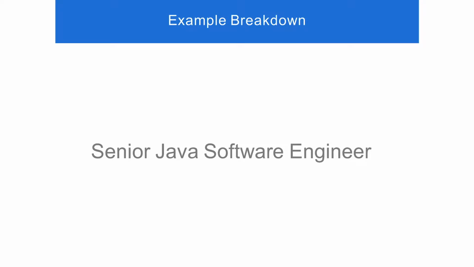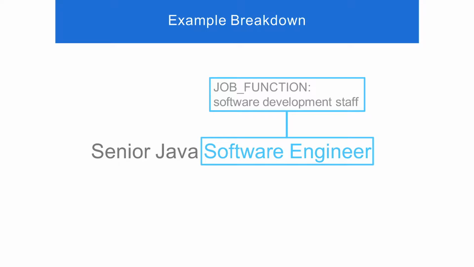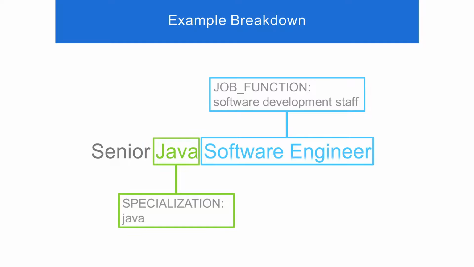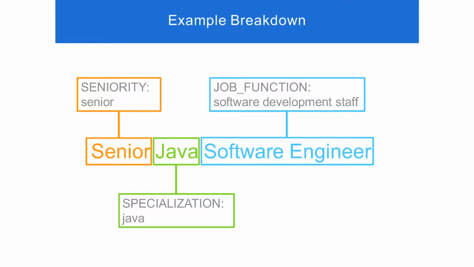So if we take an example job title, say senior Java software engineer, what Clause will do when it sees this is it tries to recognize the meaningful ngrams in here. So software engineer will tell us that you're software development staff. Java will tell us that your specialization is Java. And senior should tell us that your seniority is senior. So we're breaking this larger job title into the minimally meaningful components.